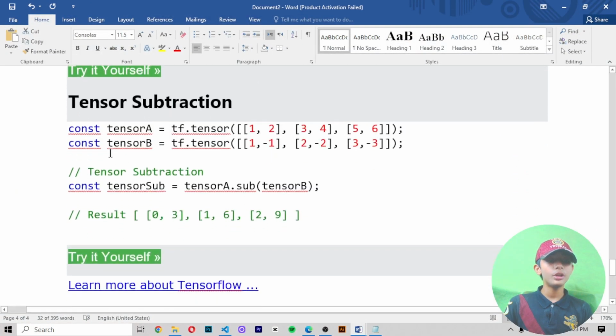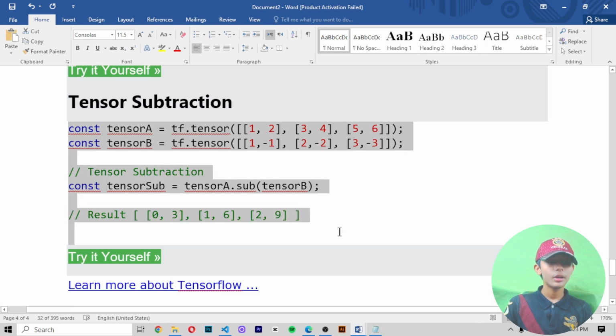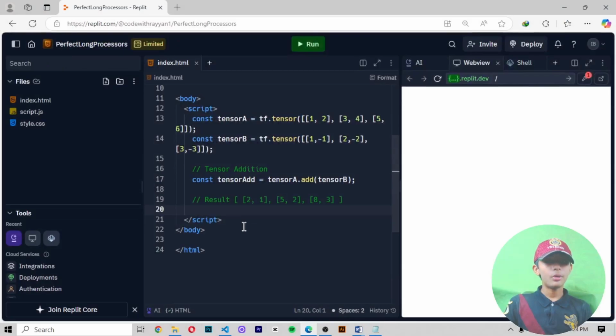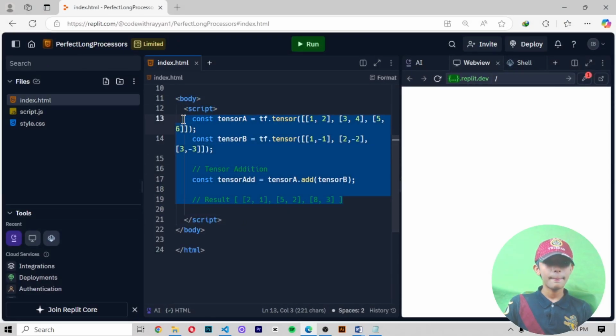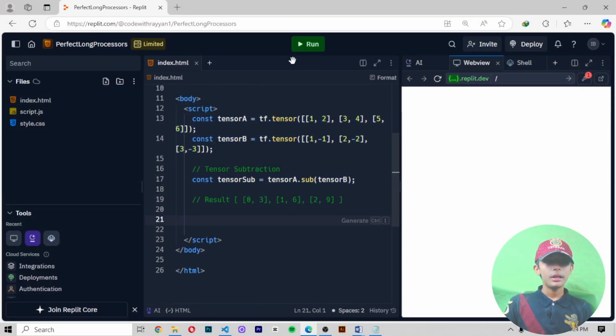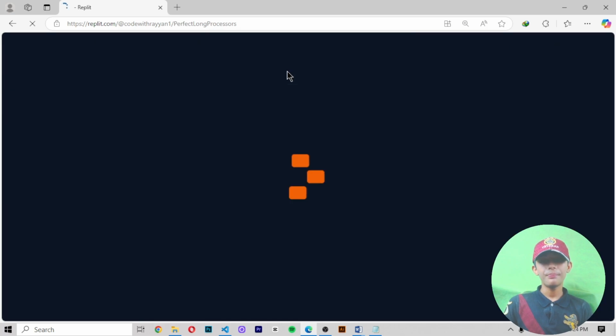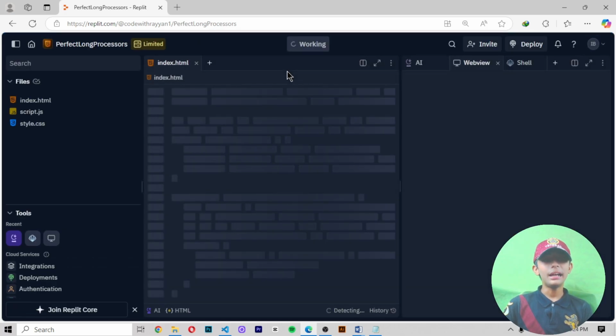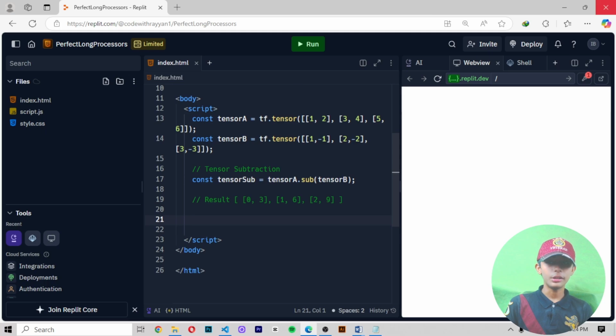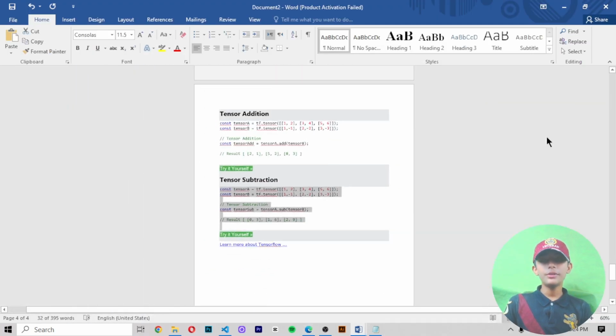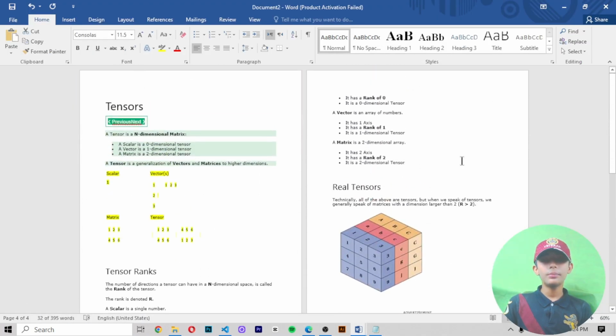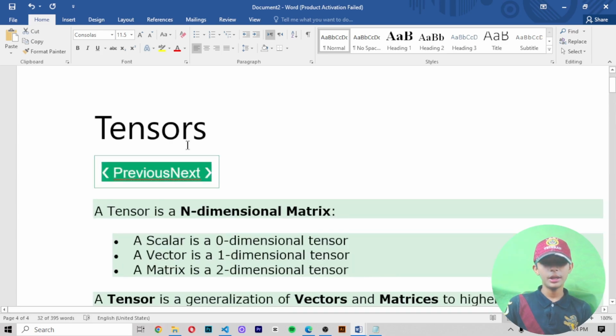Here is one more example, tensor subtraction. Let me copy this code and paste it. It will also not give any output, because I did not write anything that would print it. But in today's video we learned what tensors are in machine learning. Like before we learned about the matrix, these three things we covered: scalar, vector and matrix.